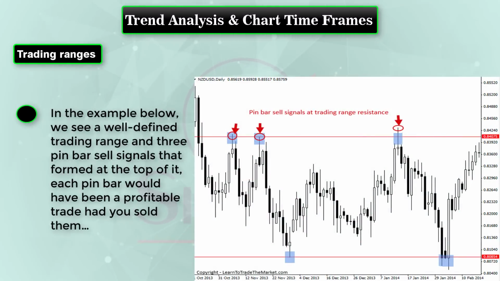In the example below, we see a well-defined trading range and 3 pin bar sell signals that formed at the top of it. Each pin bar would have been a profitable trade had you sold them.